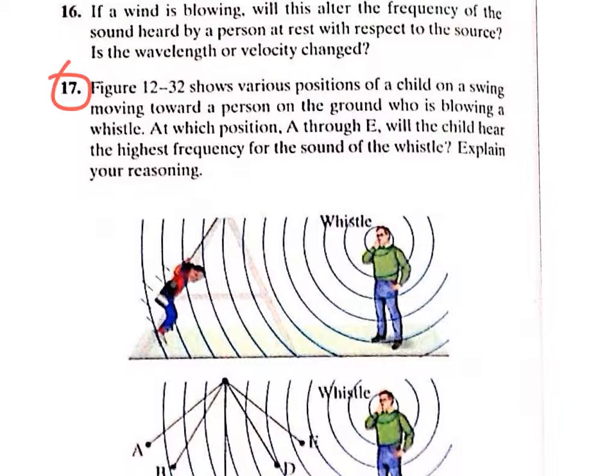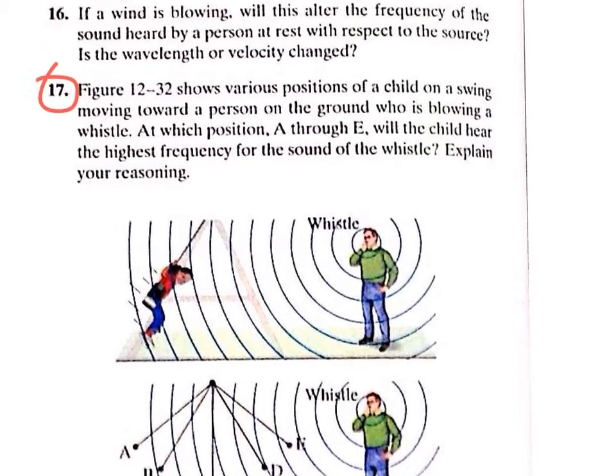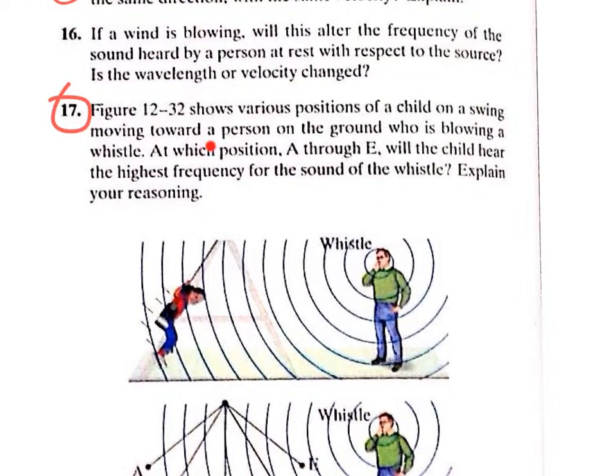17. So the figure shows a child is swinging and the dad is whistling at the kid, and the kid is going to listen for the Doppler effect. So at which point, A through E, will the child hear the highest frequency for the sound of the whistle?